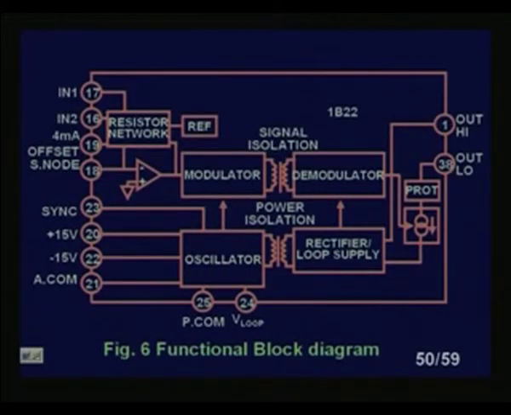This is the resistor network. You see these are our basic block diagrams of these isolations. You see the power isolation, this is the signal isolation. All these isolations are there in this particular chip, and we have oscillators here. This is our entire chip, the 1B22. This is input 1 and input 2, which is coming. A 4 milliampere is to be this one.